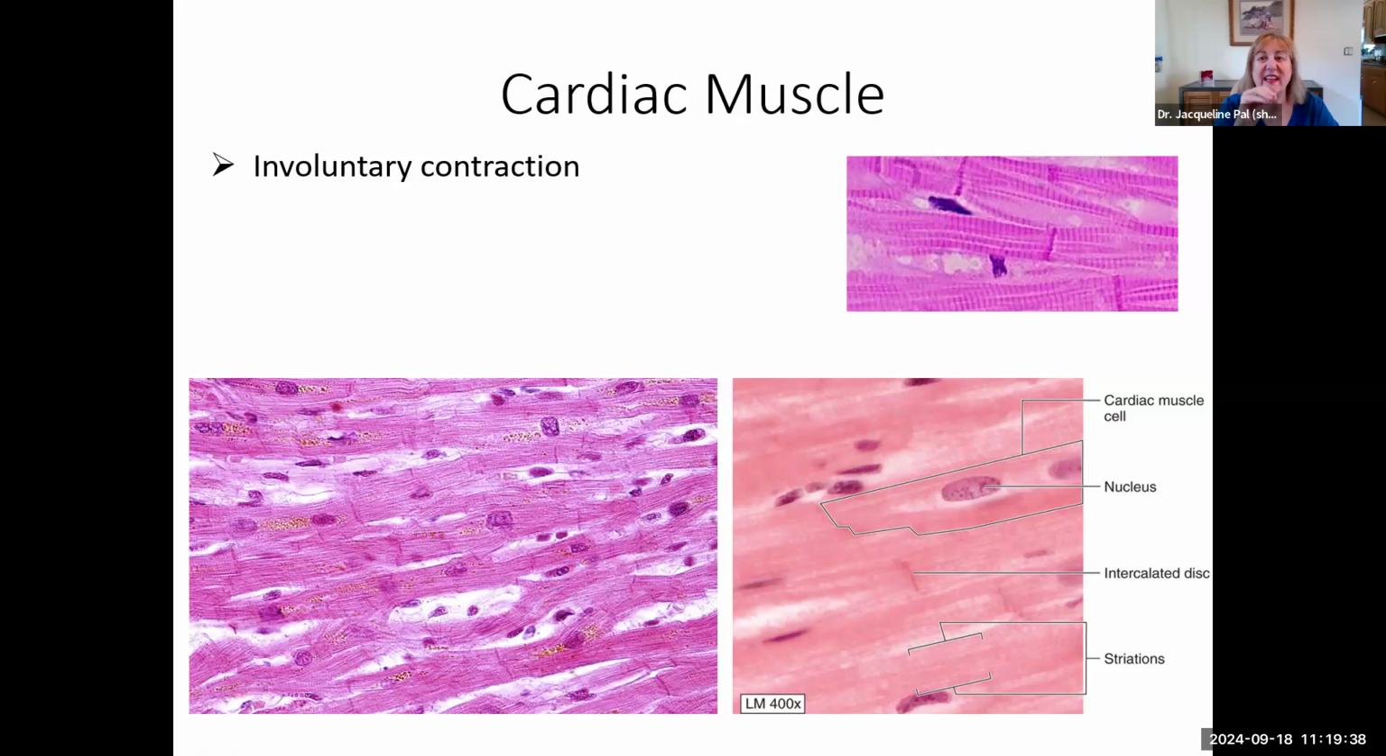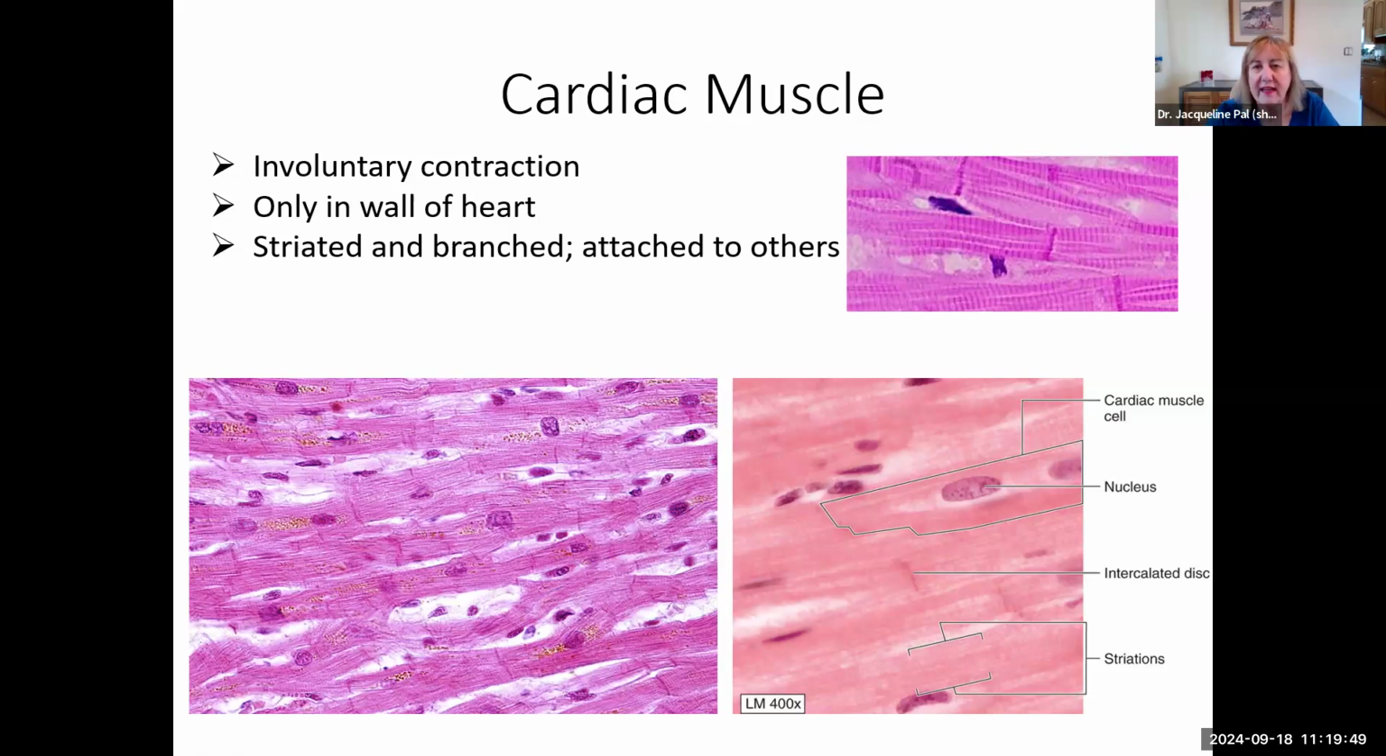So as you learned, cardiac muscle has involuntary contraction. It's only in the wall of the heart, not blood vessels, only the wall of the heart. It is striated. Yep, that was the word for these stripes. And it's branched. Can you see the branching going on here? That allows for the white space. It allows these cells to meet up with multiple different cells. And the cells are attached to other cells. You can see the points of attachment at the other cells. That's what all these dark lines are. It's where the cells are attached to other cells.